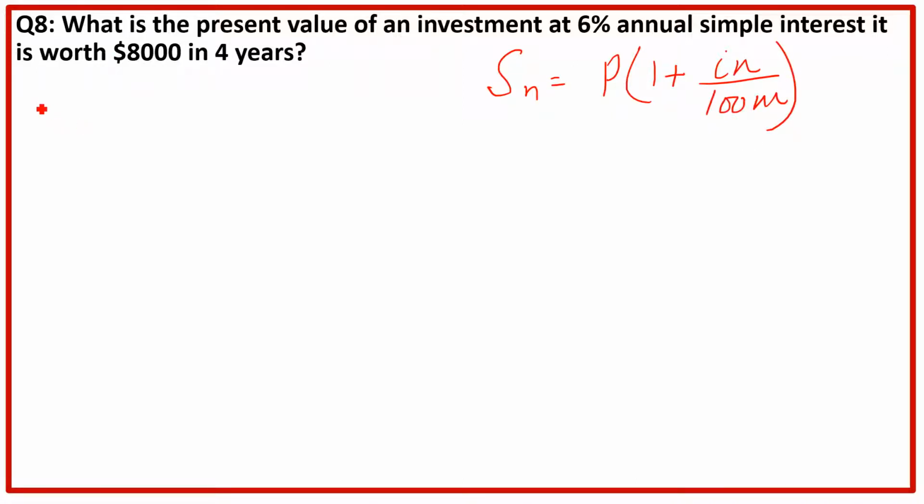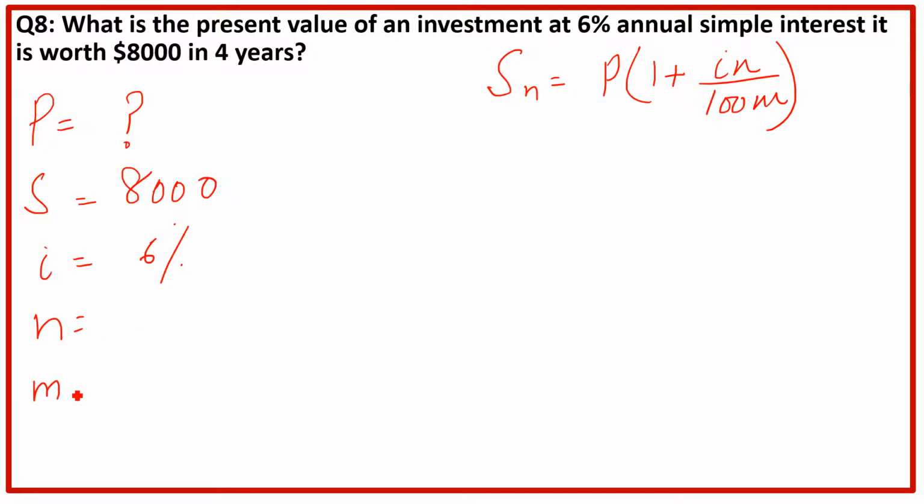What is the present value? This is what you have to find out. Future value is 8,000. Interest is 6%. N is equal to n times m. First we have to find m. It says 4 years, so it is a complete 4 years. We do not have any extra months, so m is equal to 1. And then n is equal to 4 years. So this is S4.